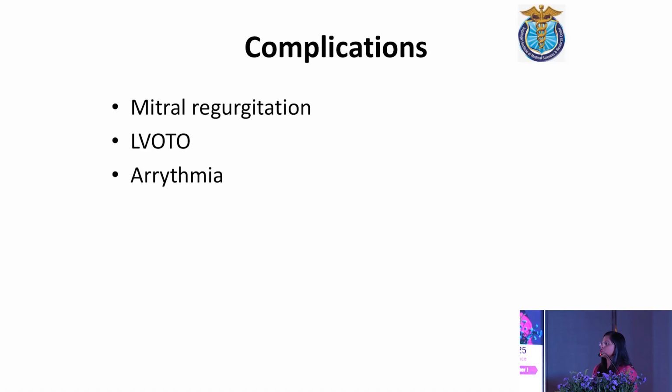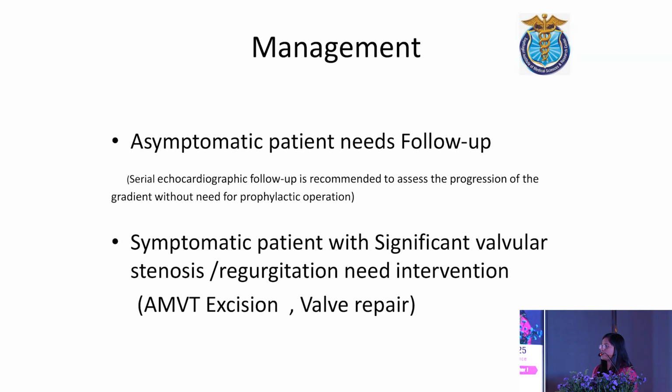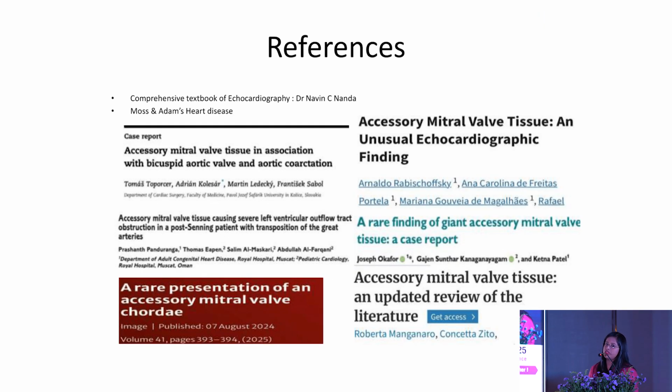So what are the complications this AMVT leads to? It leads to mitral regurgitation, LVOT obstruction, and rarely arrhythmia. So what are the management criteria? An asymptomatic patient needs regular follow-up to rule out worsening of the condition. In a symptomatic patient, if there is significant obstruction or regurgitation, AMVT excision and valve repair are needed. These are the reference articles we went through to conclude this case.